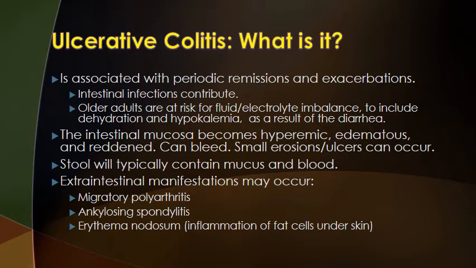Extraintestinal manifestations, which when I first looked at this word in the book, I thought it was extraterrestrial, and I know that's stupid, but I was tired, okay? So extraintestinal manifestations may occur, and these are migratory polyarthritis, ankylosing spondylitis, and erythema nodosum, which is inflammation of fat cells under the skin. The polyarthritis and spondylitis are arthritis type issues. Migratory polyarthritis involves more joints, and the ankylosing spondylitis is in the spine. And then the final one is skin lesions, skin problems.